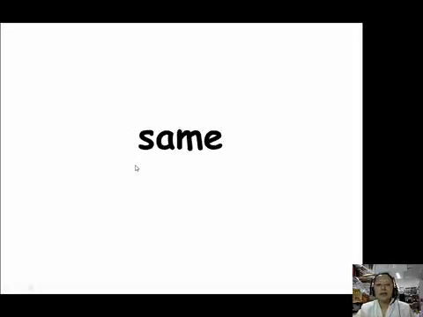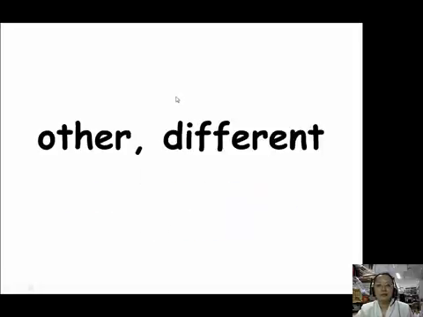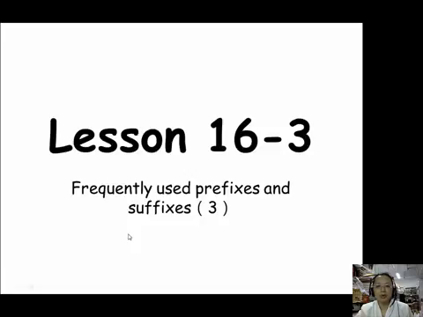To describe things that are the same, we have several prefixes: homo, H-O-M-O, and ipsi, I-P-S-I, and iso, I-S-O, and tauto, T-A-U-T-O. To describe things that are different, we have hetero, H-E-T-E-R-O.